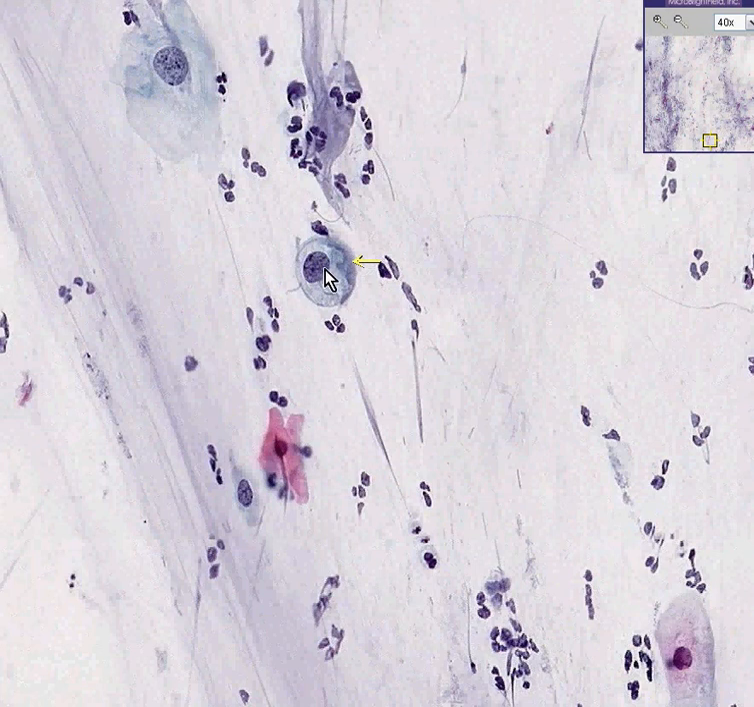There's another cell that is a little bit enlarged, but there's also a little bit of a clear zone around the nucleus, isn't there? This is what the cytologists call coilocytosis. Whenever you see it, you know HPV has been around.